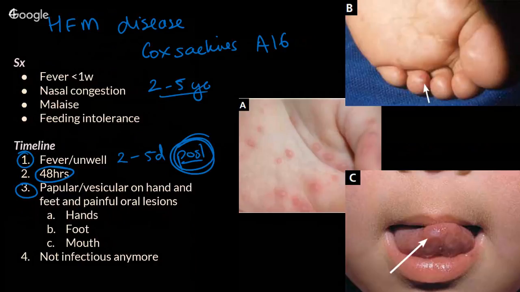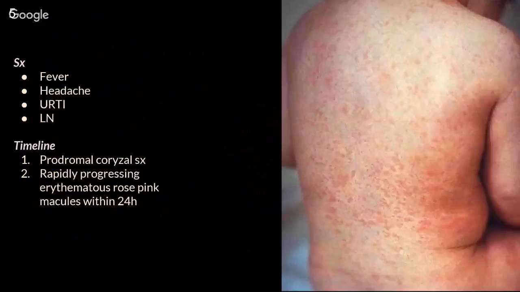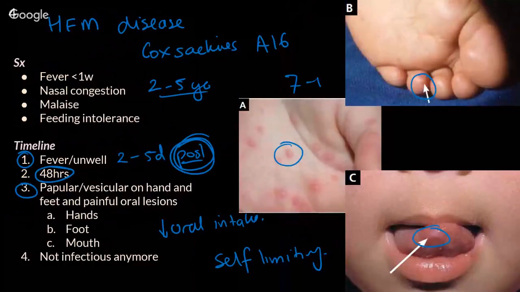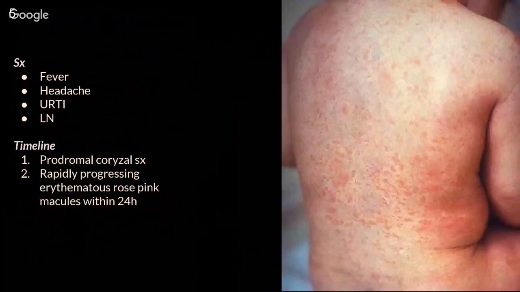Okay, so they get rashes on their feet, these vesicular rashes on their hands, and these painful oral lesions inside of their mouth. So because they have painful oral lesions, what is another symptomatology you can expect? Not eating. Yes, decreased oral intake. Okay, very logical. Okay, now after they get the rash, they are no longer infectious and it is self-limiting, therefore there is no specific treatment. Okay, but in total, it's usually 7 to 10 days of illness. Okay, next one. Wait, can we go back to this?